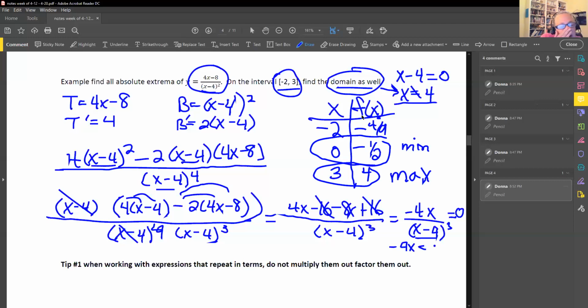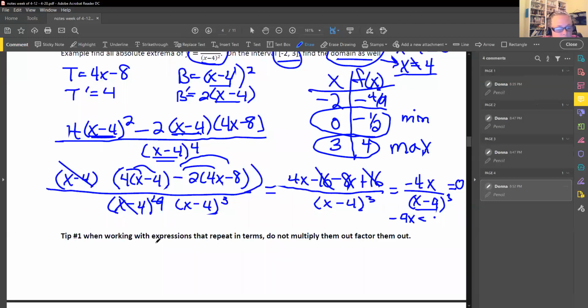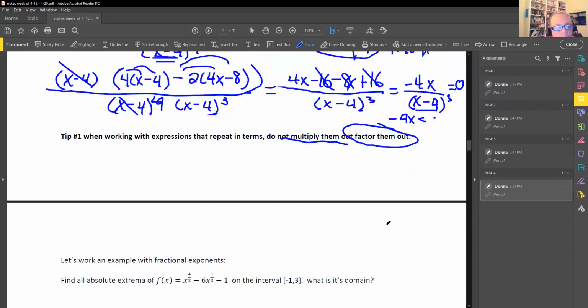But be aware with fractions. I want to talk about this. Make sure that with the algebra, you see how I kept things factored here, because that way I could pull out that x minus 4. If you don't pull it out in the beginning, it's going to be hard. So tip number 1, when working with expressions that repeat in terms, like how you have x minus 4 in all 3 terms, don't multiply them. Factor out the expressions, and your life will be easier.